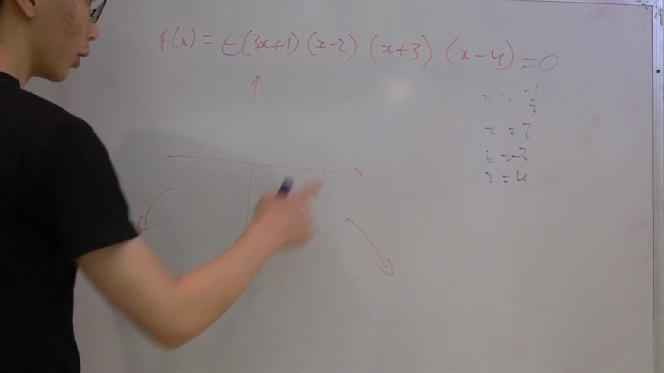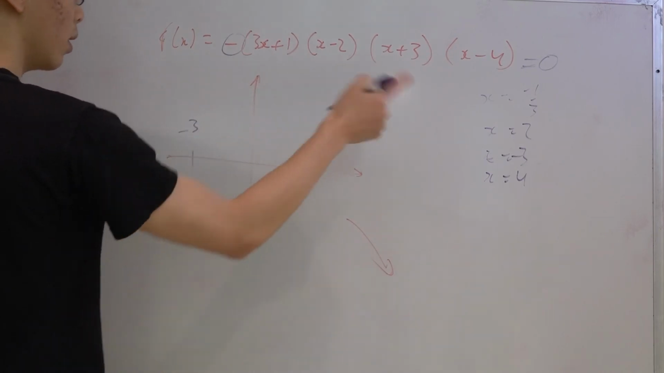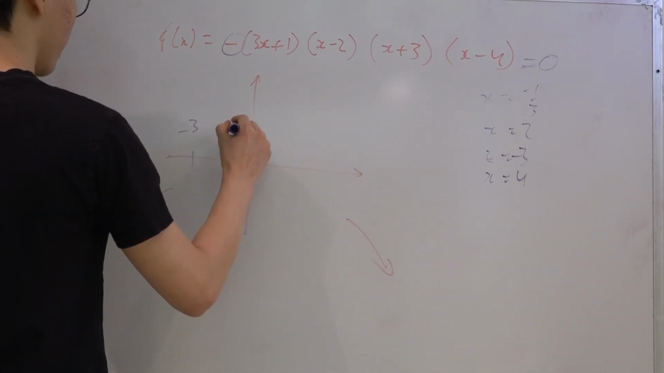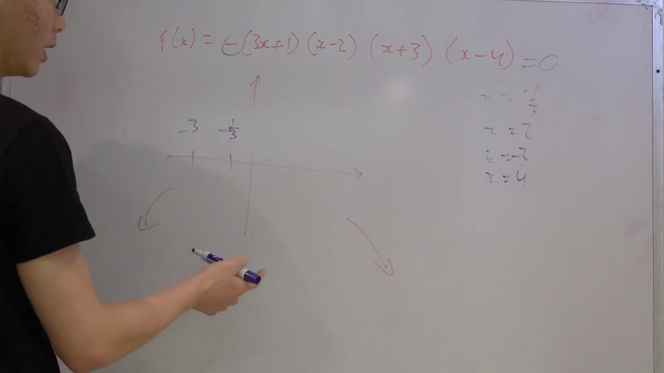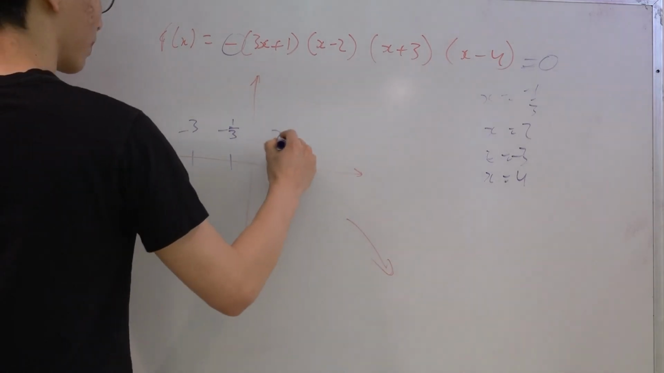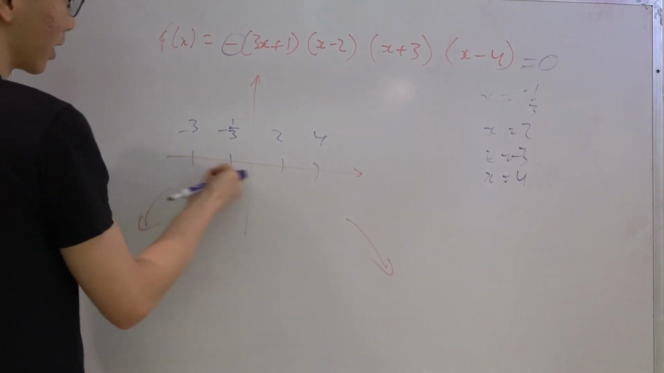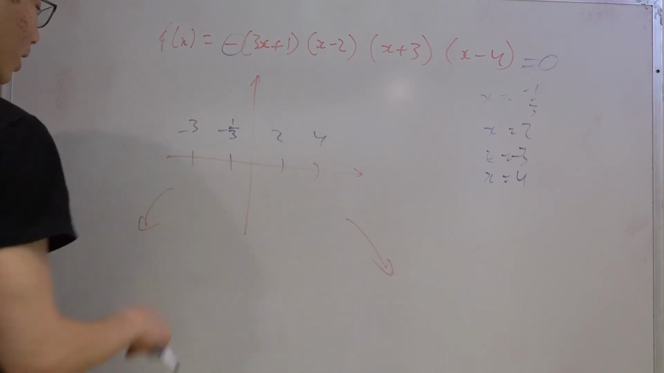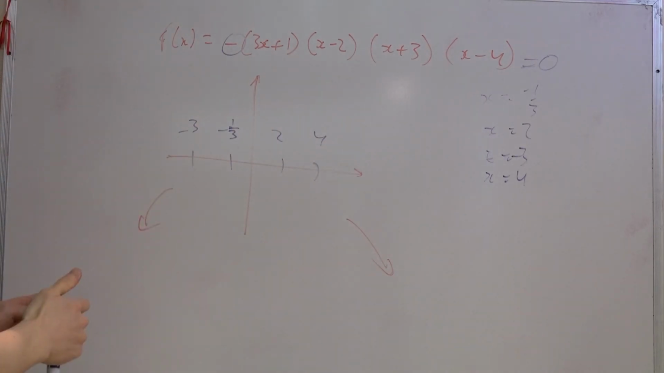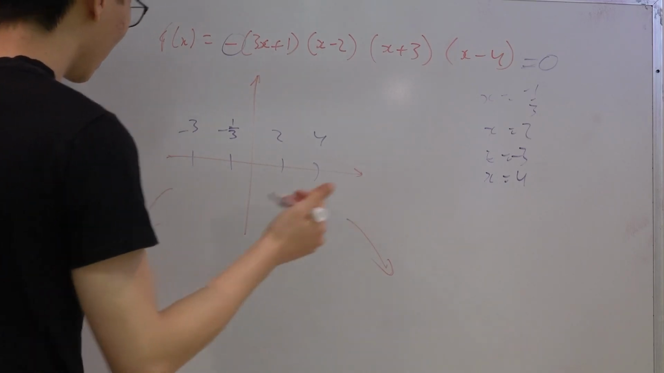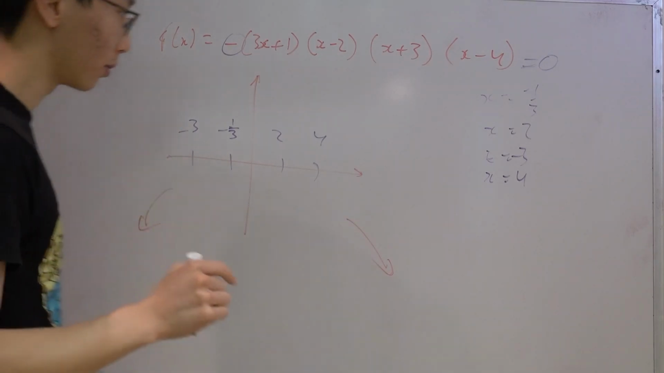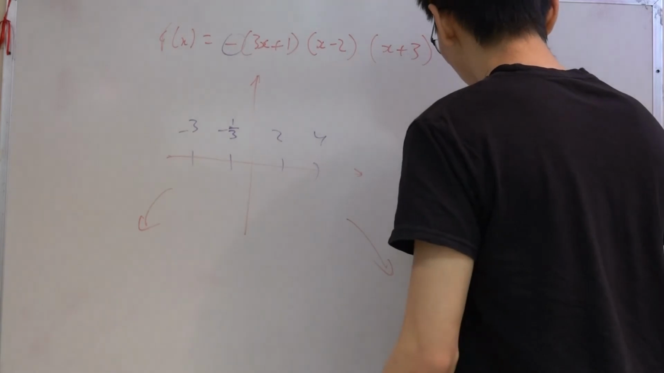So let's put those in order. Negative 3 comes first, then negative 1/3. You can tell I'm not being super careful with these. It doesn't really matter. Okay, look, they're all evenly spaced out, even though these are completely different numbers. It doesn't matter. Okay, this is just a sketch. All right, and then what you have to do is connect it. We should write down here, because this is a degree 4 polynomial.